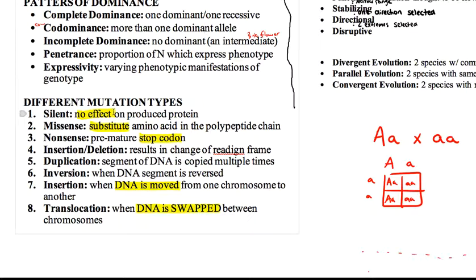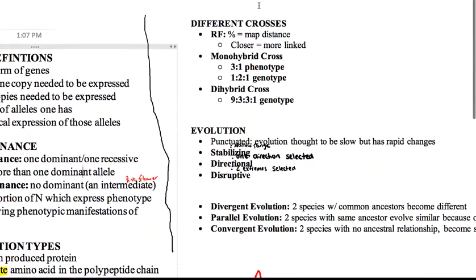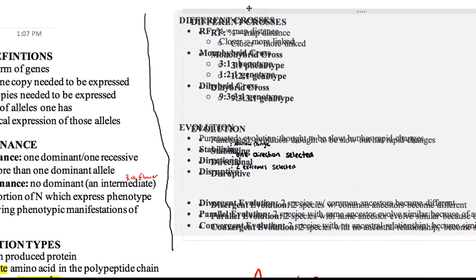Insertion and deletion result in a change of the reading frame. Duplication is a segment of DNA which is copied multiple times. Inversion is a DNA segment which is reversed. So taking, let's say, 5' to 3', flipping it, and the 5' becomes a 3'. Insertion is when DNA is moved from one chromosome to another, and translocation is actually a swap of DNA between two chromosomes.